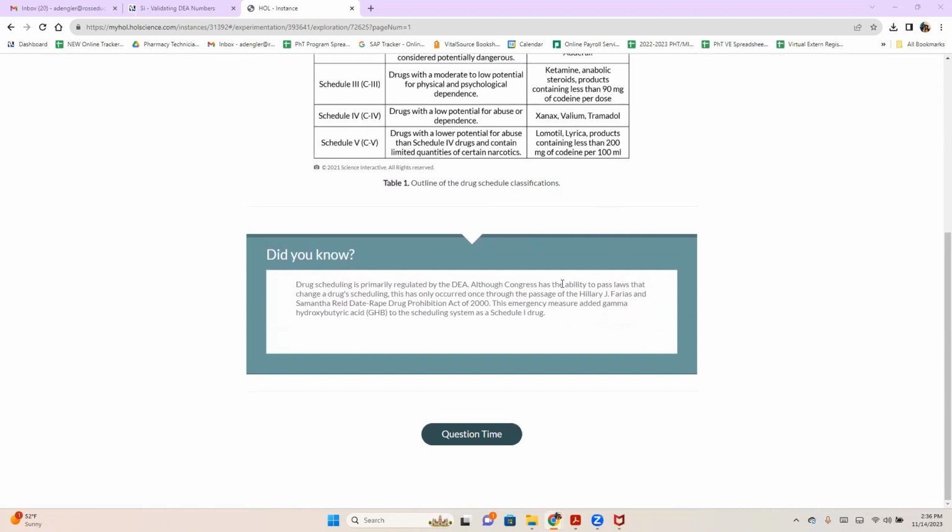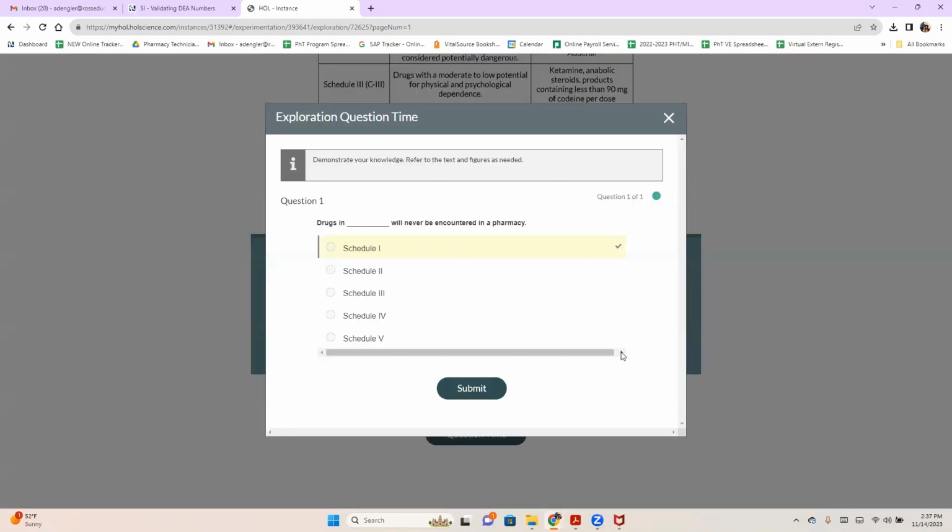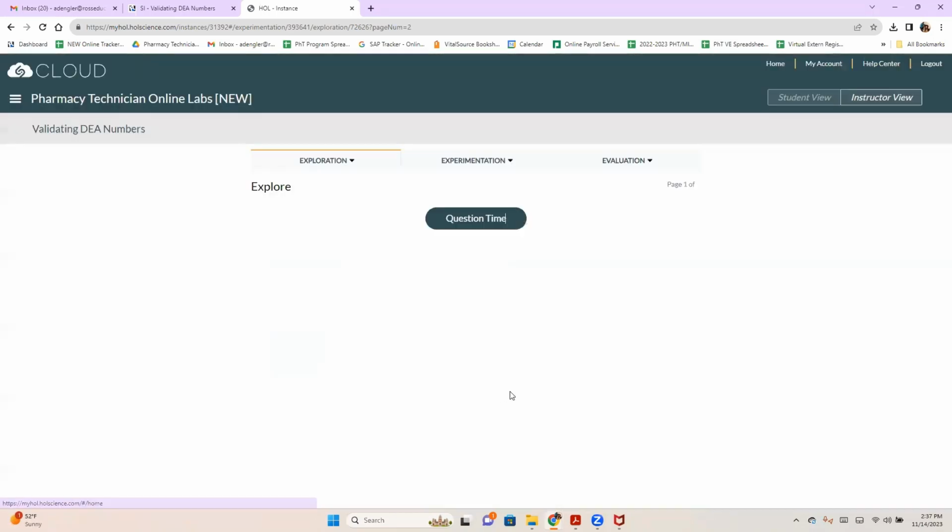You can go ahead and read that, and we're going to go to question time. Drugs in blank will never be encountered in the pharmacy. And that's going to be Schedule 1 drugs. They have no approved medical use, so we would not ever have them in the pharmacy.